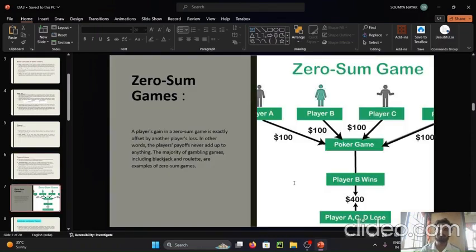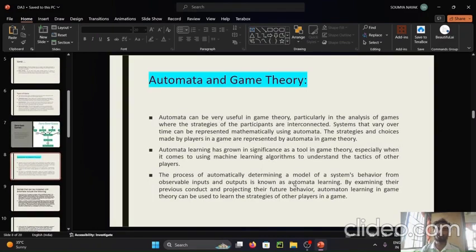So that's all about the game theory. Now moving to automata and game theory. Automata can be very useful in game theory. As we previously discussed, what is automata and game theory?